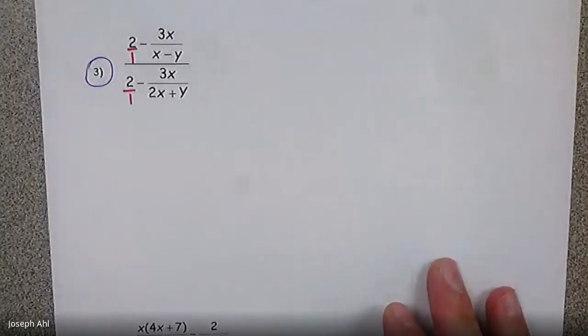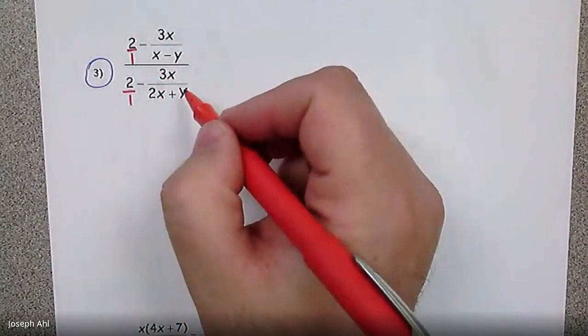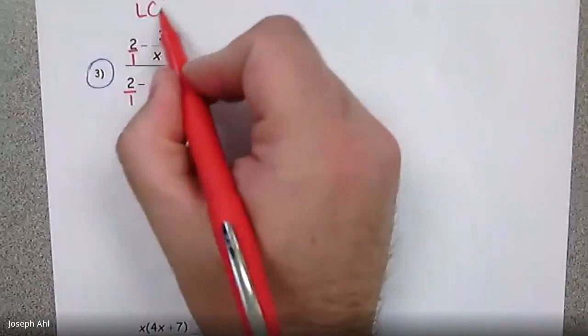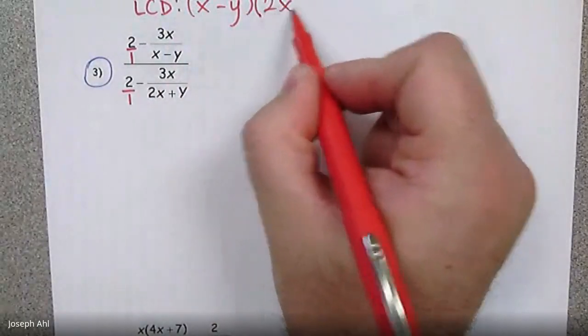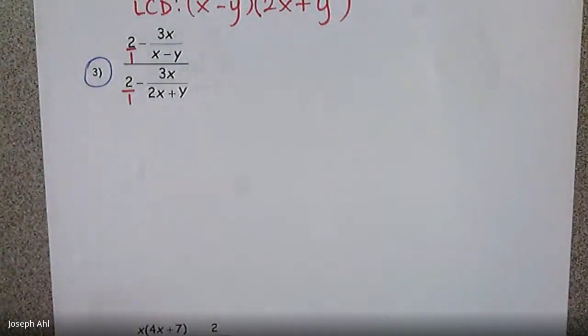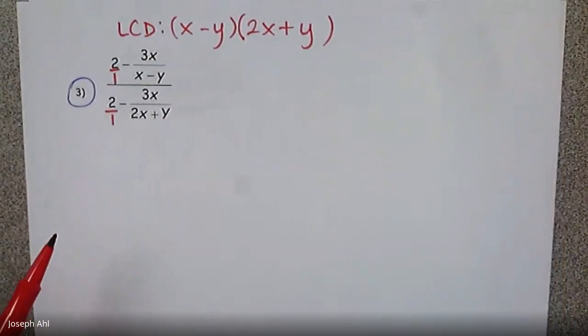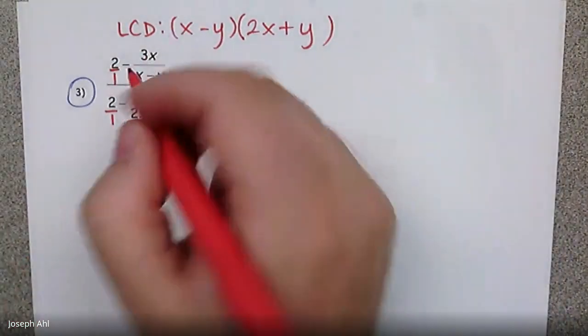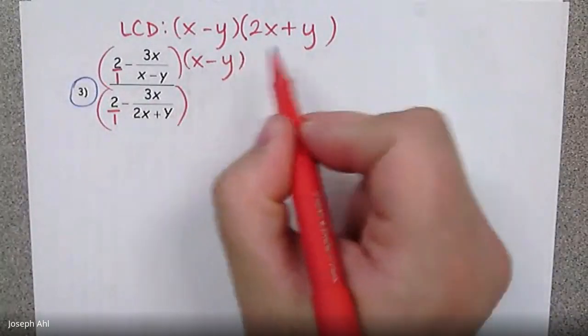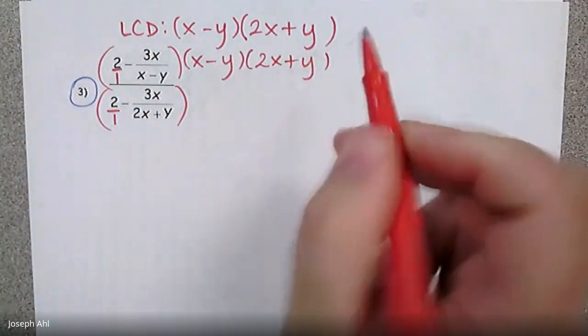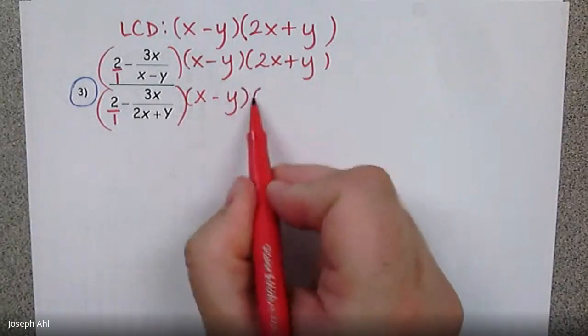In this scenario for number 3, the only thing we can do to simplify the complex fraction is to find the LCD to be the product x minus y times 2x plus y. Okay, now that I've defined my LCD, we're going to multiply the top by that LCD and then multiply the denominator by the LCD.